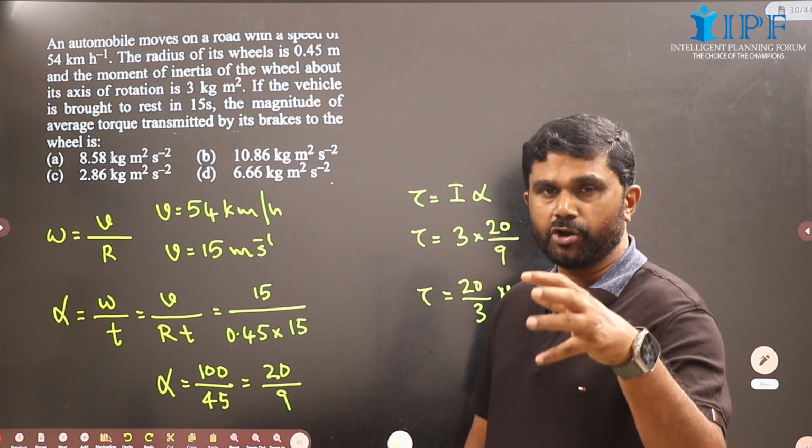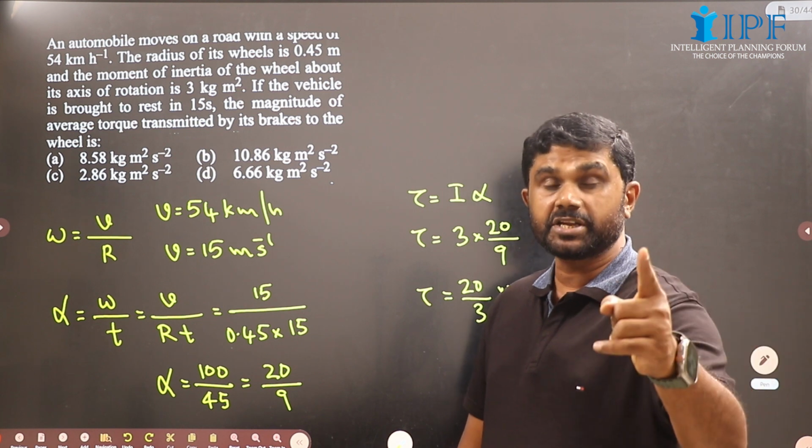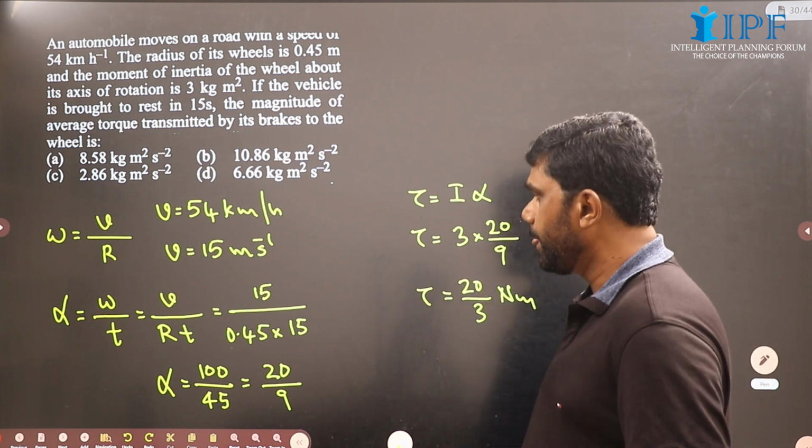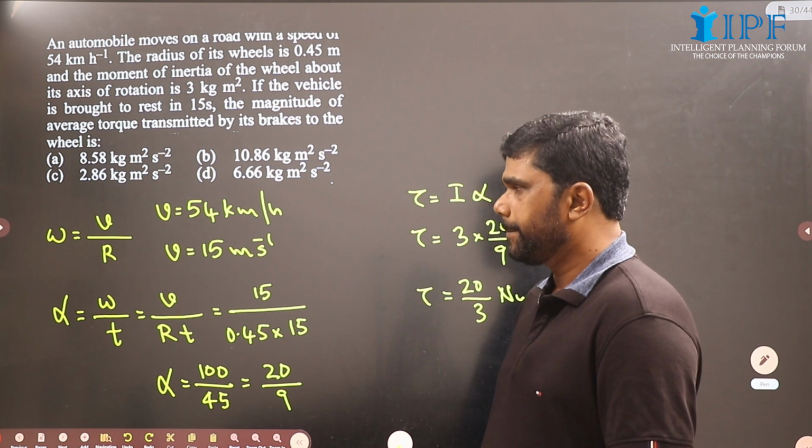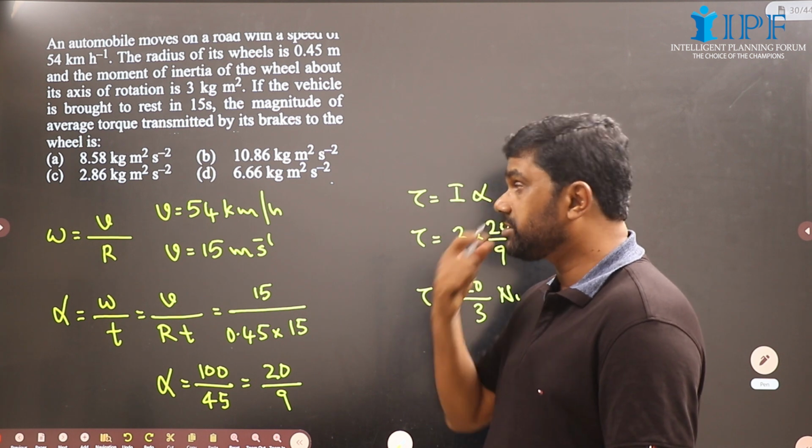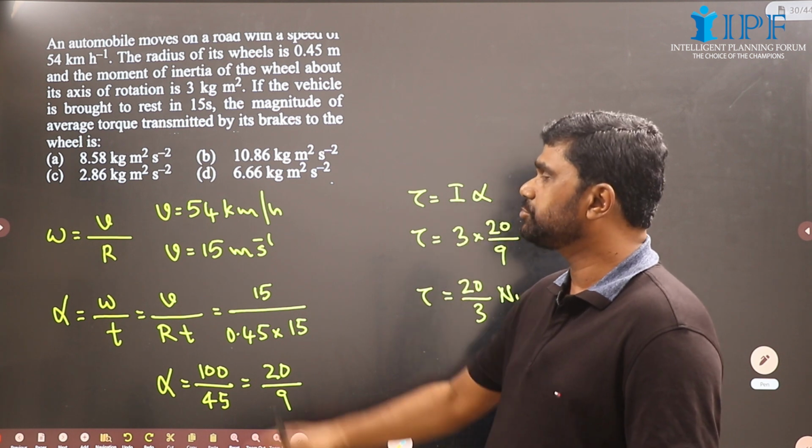How do you convert kilometer per hour to meter per second? Multiply by 5 by 18. Okay, so it is 15 meter per second. And angular velocity is actually V by R.